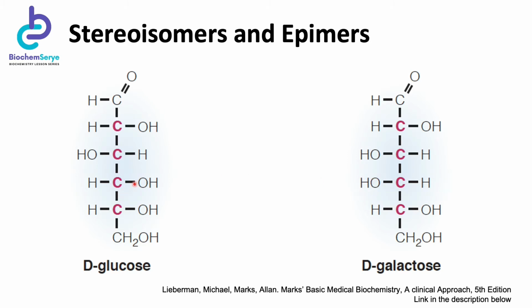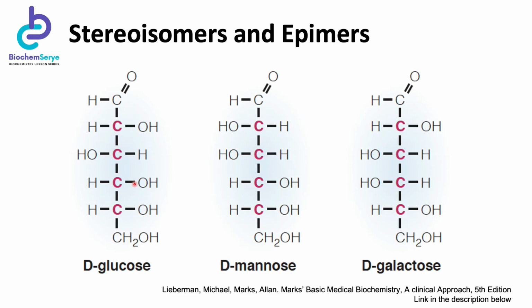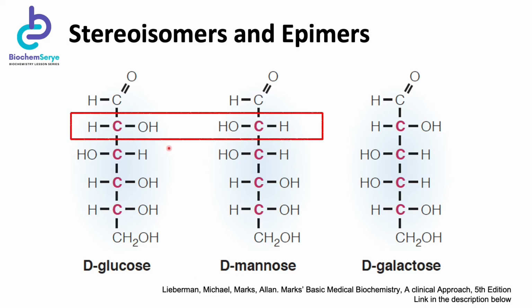In the same vein, if we look between glucose and mannose, we can see that glucose and mannose are also epimers because they only differ in the position of the hydroxyl group at only one asymmetric carbon, and that is carbon 2. So D-glucose and D-mannose are epimers, D-glucose and D-galactose are epimers.